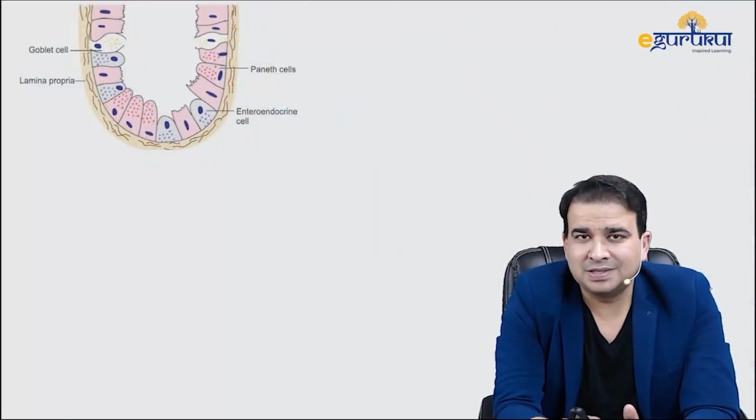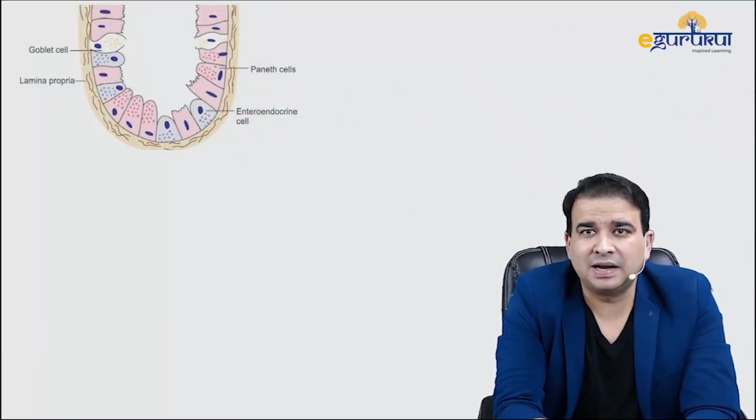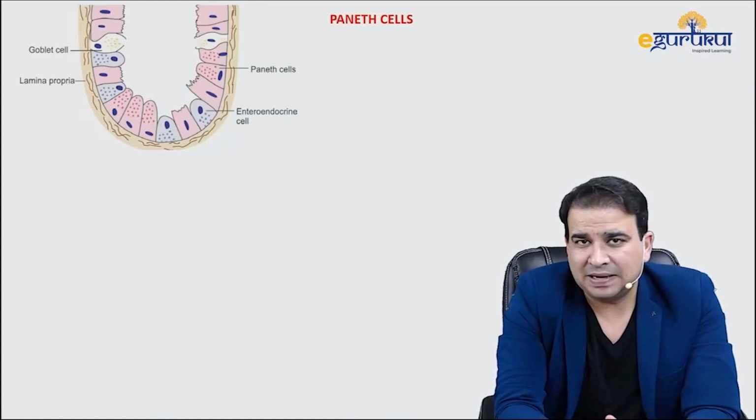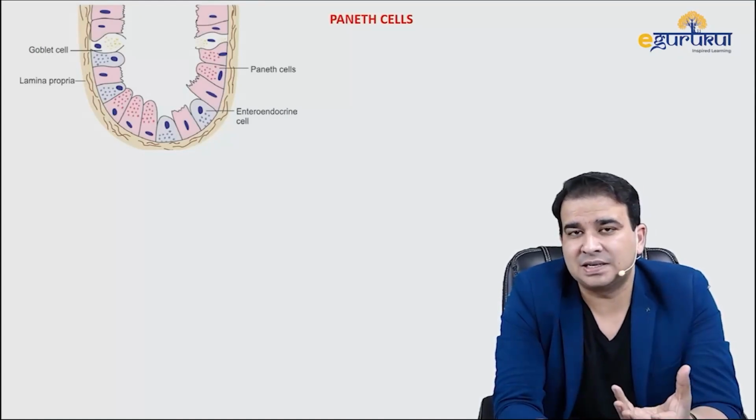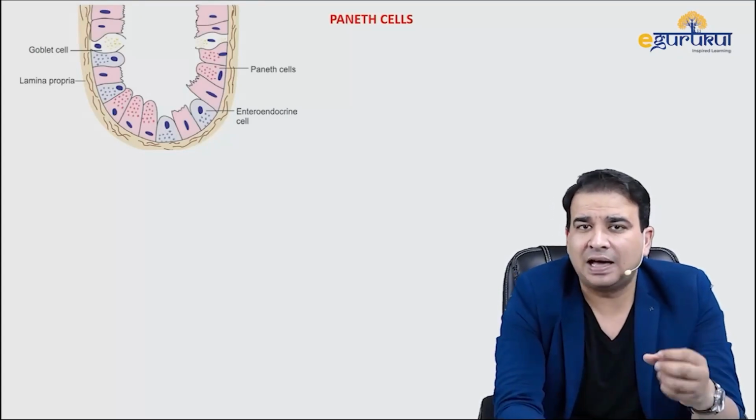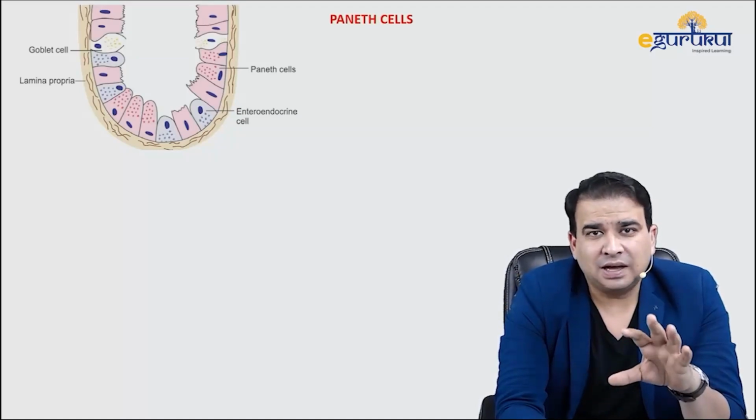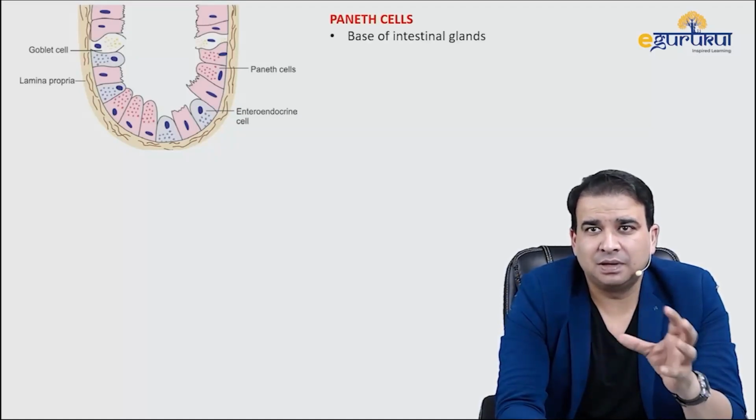Another important cell present in the lining epithelium of the small intestine are the Paneth cells. Now these Paneth cells are present in the base of the intestinal gland, or you can say in the valve of Kerckring. Now these cells are usually pyramidal in shape. As you can see, they are pyramidal in shape.